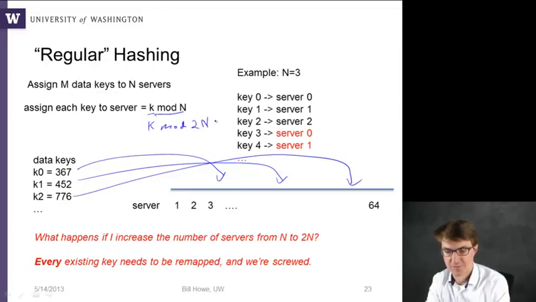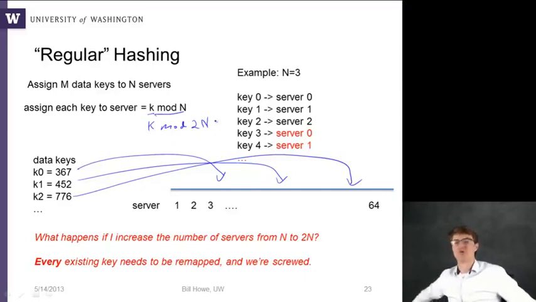instead of k mod n, which means every single data item is going to be remapped at once. So every time you want to add a server, you end up having to move all the data that's already in the system, and you're dead in the water.